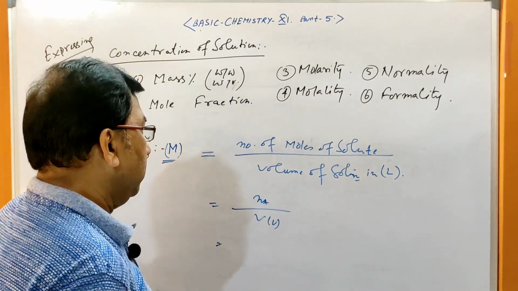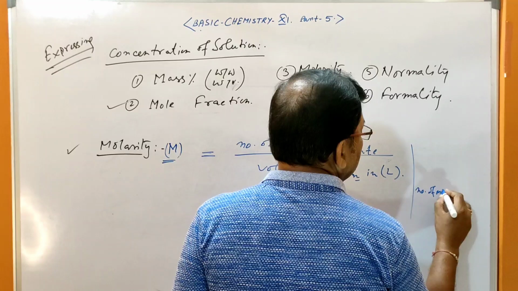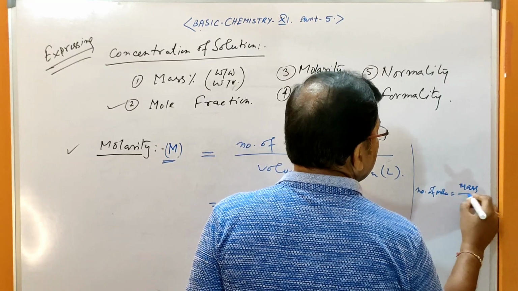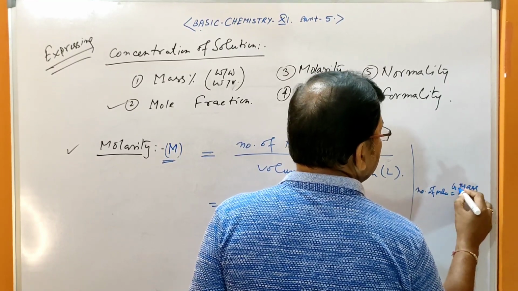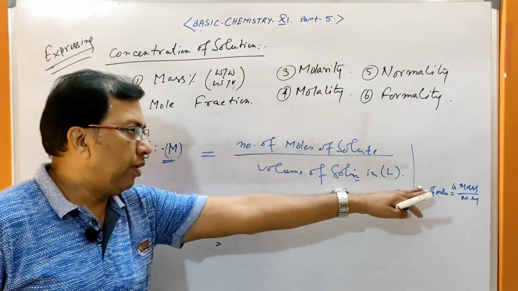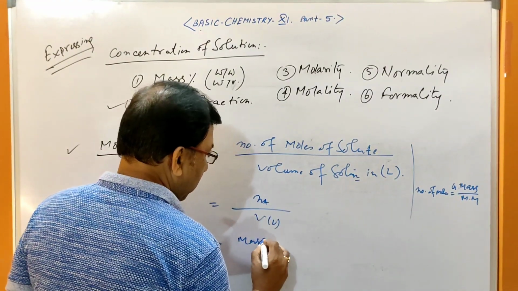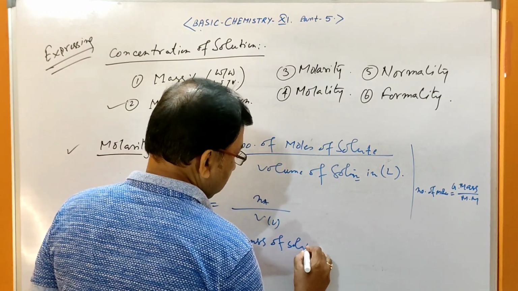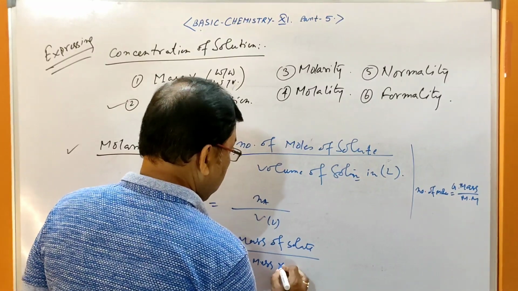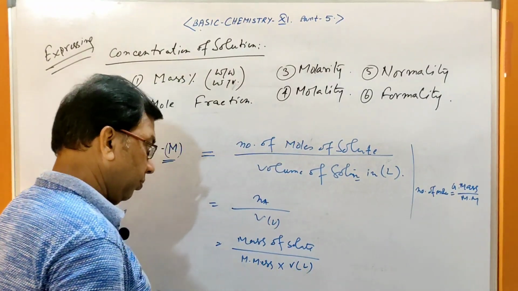If you consider the number of moles, what do you know? Number of moles equals given mass by molar mass. Clear? So the number of moles we can write as mass of solute by molar mass, into volume of solution V in liter. Okay?